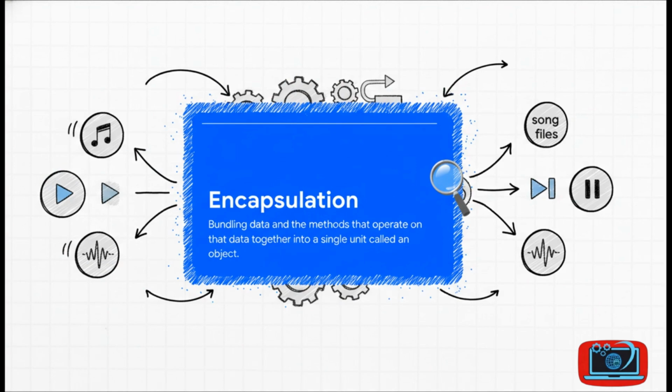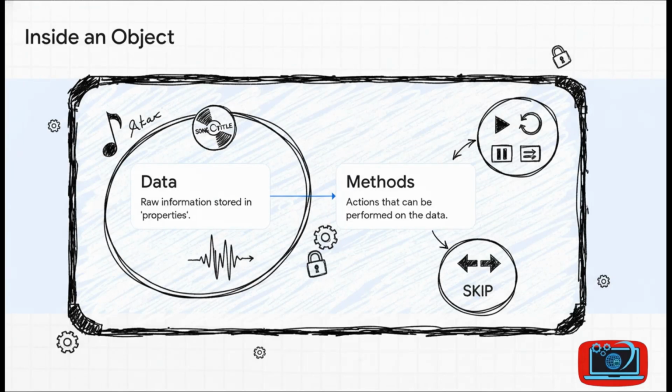It's this core practice of bundling up all the related stuff, the data itself, like the song file, and the things you can do with that data, like play or pause, and wrapping it all up together in a single, neat little package called an object. So what exactly gets shoved into this bundle? Well, two main things. First, you've got the data itself. In programming, we call this stuff properties. For our song, this would be the raw information, right? The artist's name, the song title, the actual audio file.